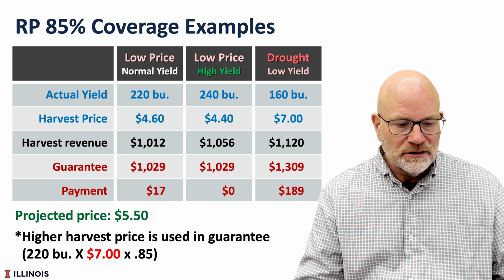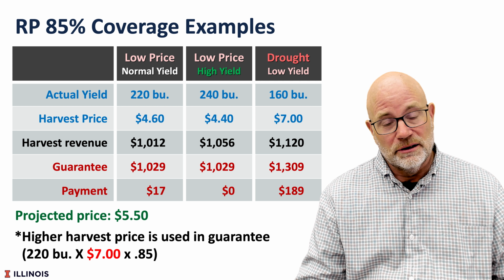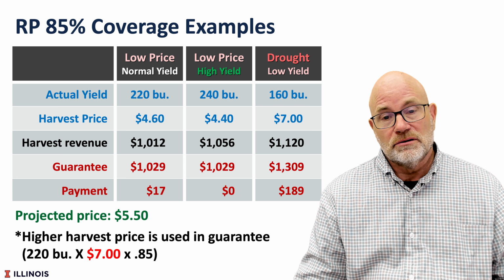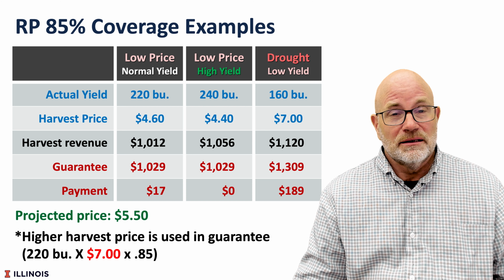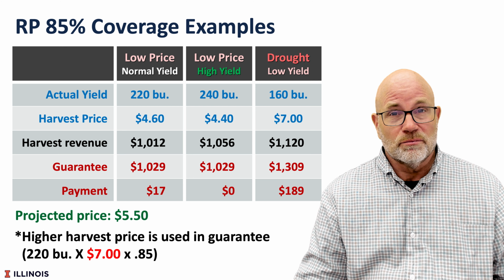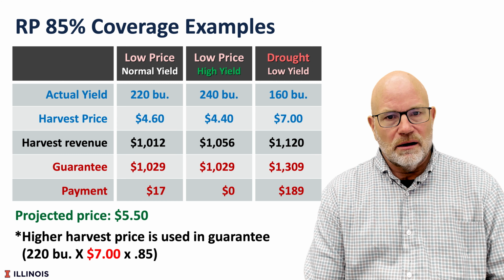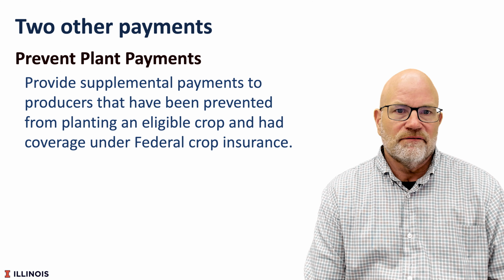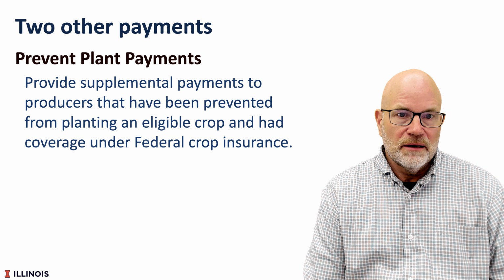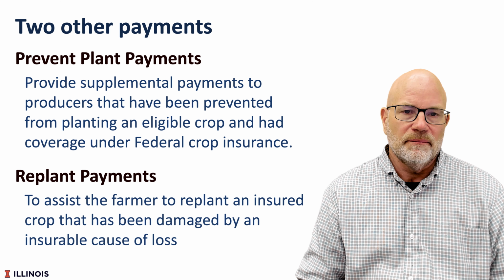That harvest guarantee increase is very critical during drought years. In drought years like 2012, that guarantee increase will increase payments from crop insurance. There are two other payments that can happen with RP. The first is prevent plant payments. If we're prevented from planting, we will get a payment from RP, and there are also replant payments if we have to replant the crop.